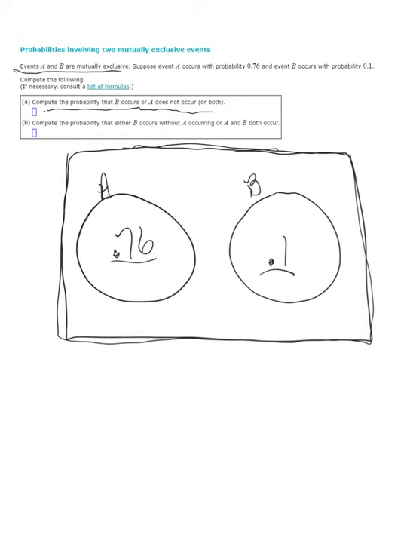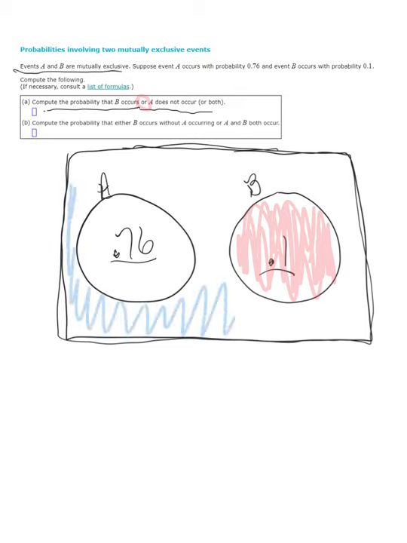So when that says compute the probability that B occurs, okay, let's just shade B occurring. If I'm going to show B occurs, that means all of this is shaded in. That's B occurring. Or A does not occur. All right, so I'm going to show you what A does not occur looks like. This is A not occurring.